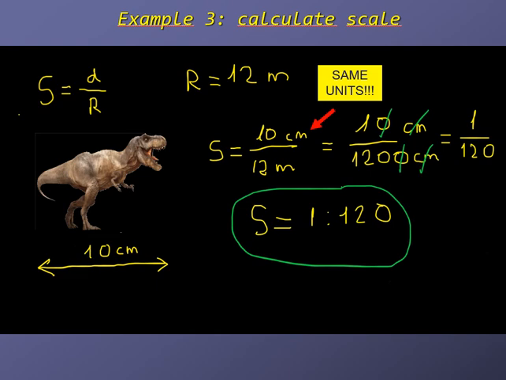So we have 10 divided by 1200 centimeters. That gives us 1 to 120. So in this case, the drawing has been drawn using a scale of 1 to 120. What is the same? We are reducing 120 times the real size to fit it in our paper.